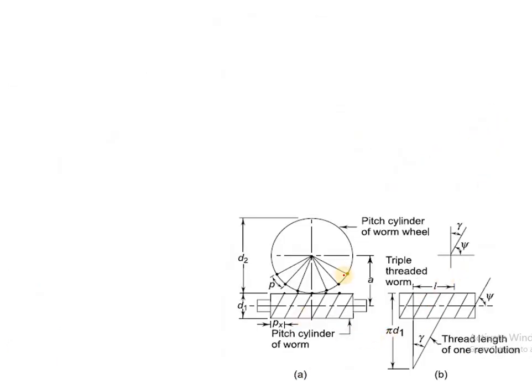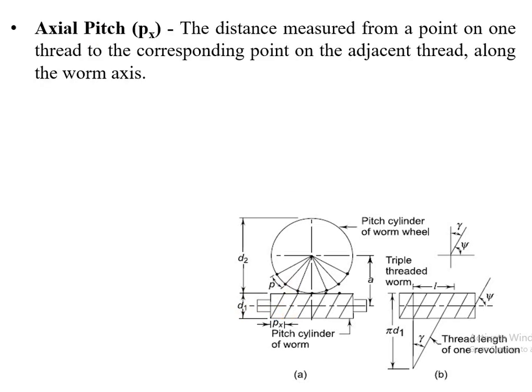Then next, this is the diagram which shows you the worm wheel engaging with the worm. So this is the pitch cylinder of the worm wheel, and this represents the pitch cylinder of the worm. A is the center distance between these two. D2 is the diameter of the worm wheel. D1 is the diameter of the worm. So the first definition is axial pitch. Axial pitch is the distance measured from a point on one thread to the corresponding point on the adjacent thread along the worm axis.